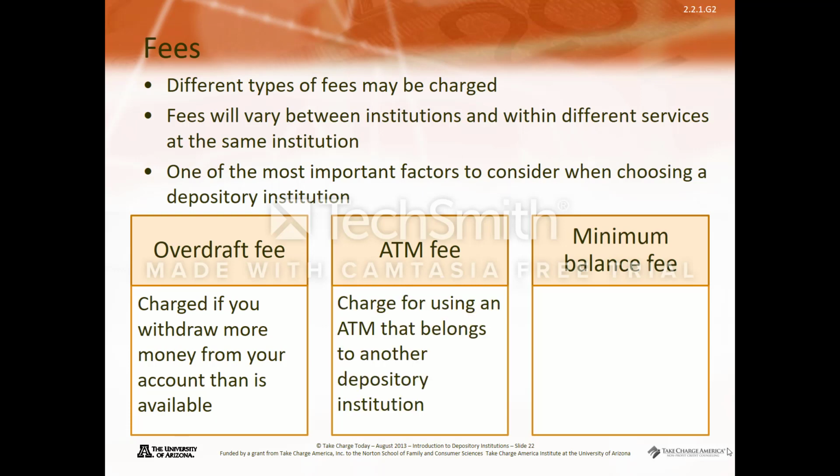ATM fees, like I talked about, if you are outside your bank's network, you use another bank's ATM, they're going to charge you $3. Now, my bank reimburses me that money. Once again, it's based upon what kind of an account you have.